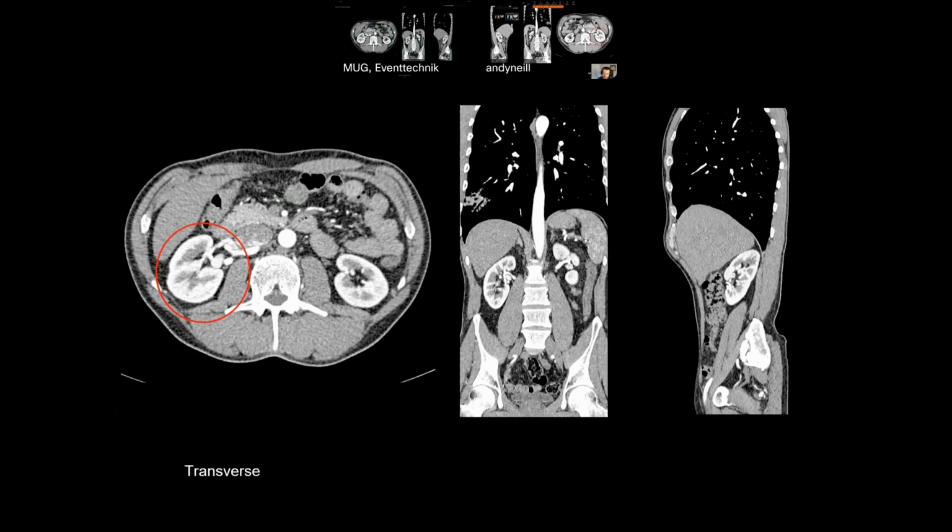And by planes, I mean the slices with which they're taken. And we'll talk a little bit about that. Here we have the right kidney highlighted in red in the transverse plane. Here we have it in the coronal plane. Here we have it in the sagittal plane.